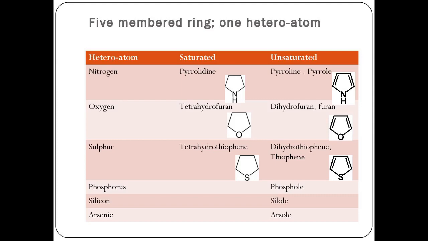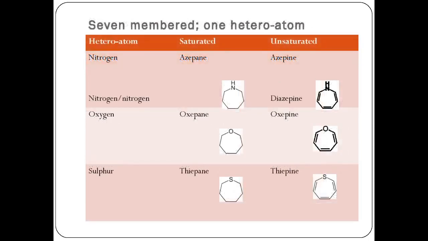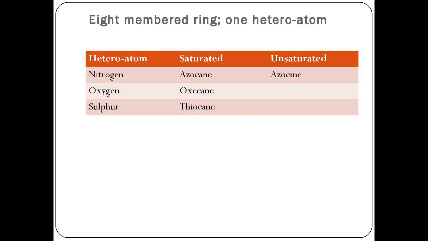Similarly for sulfur, phosphorus, silicon, and arsenic. 6-membered ring, again containing one heteroatom: nitrogen, oxygen, sulfur. If saturated for nitrogen, piperidine, and unsaturated pyridine. If the heteroatom is oxygen, saturated tetrahydropyran, and unsaturated pyrylium. And similarly for sulfur. 7-membered nitrogen, azepane for saturated and azepine for unsaturated. Again, oxygen, oxepane for saturated, oxepine for unsaturated, and for sulfur, thiepane for saturated and thiepine for unsaturated. The last one, 8-membered ring containing one heteroatom: nitrogen, azocane for saturated, azocine for unsaturated; oxygen, oxocane; and sulfur, thiocane.